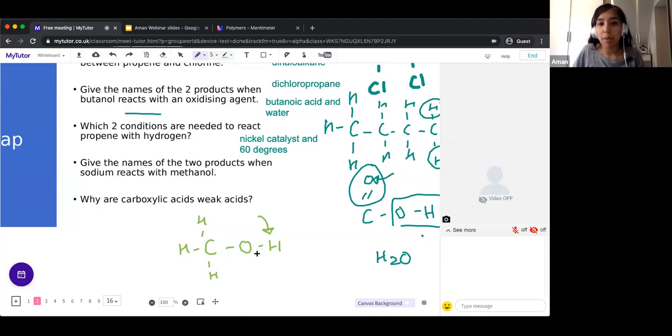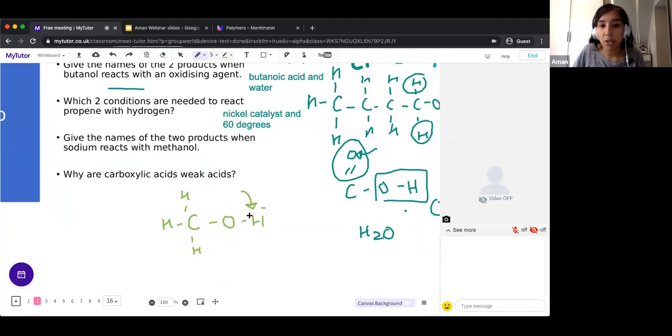And when that sodium replaces that hydrogen, what's being lost is one H. So essentially when we balance the equation, you'll end up with two H's, which is hydrogen. So it's hydrogen that's lost when we react sodium with methanol. So sodium methoxide and hydrogen.